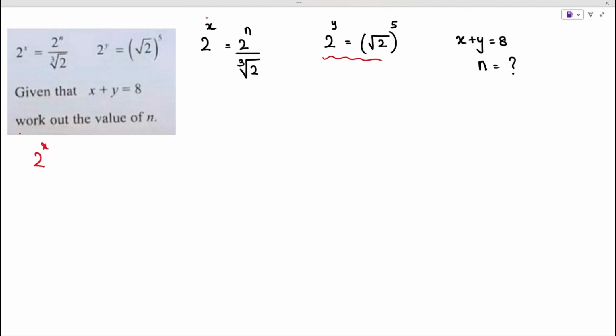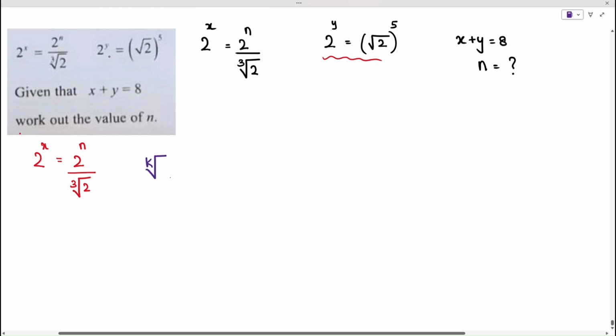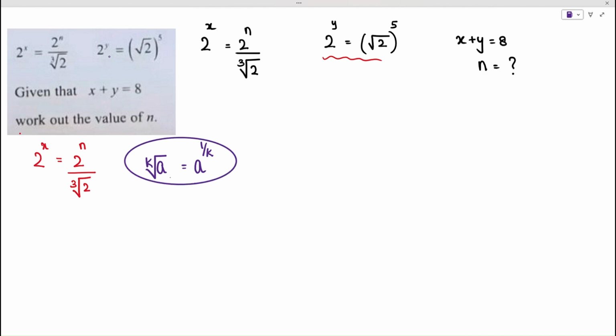So we're going to start off with simplifying our surd forms here to give it in the base 2. The first rule that we're going to use is the rule of the kth root of a is equal to a to the power of 1 over k. And we can use this for our cube root here. So we get this equal to 2 to the power of n over 2 to the power of 1 over 3.